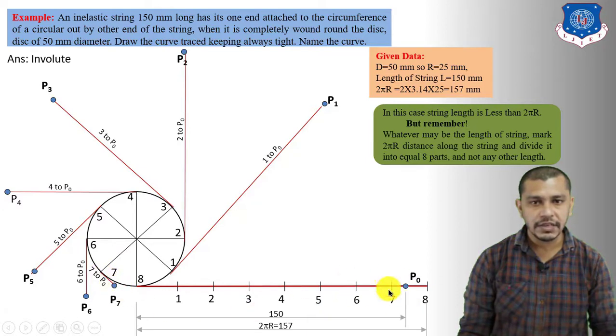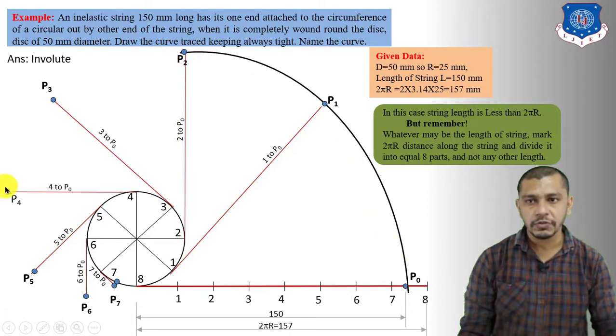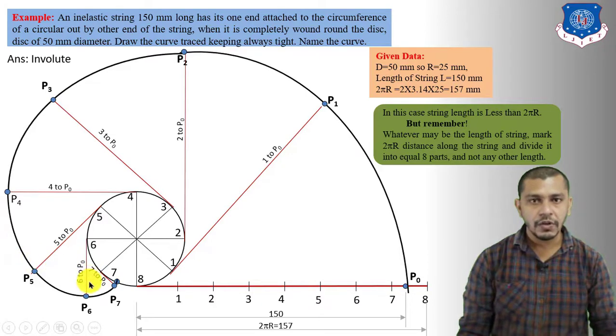Now you can see that after that there aren't any divisions, so we will mark the point P8 over here. After marking these points, draw a freehand curve passing through them. This will be an involute of a circle. In this case, the string length is less than 2 pi r. You can also draw an involute of a circle in which the string length is more than 2 pi r, in which you have to apply the same method, but you have to remember this case.